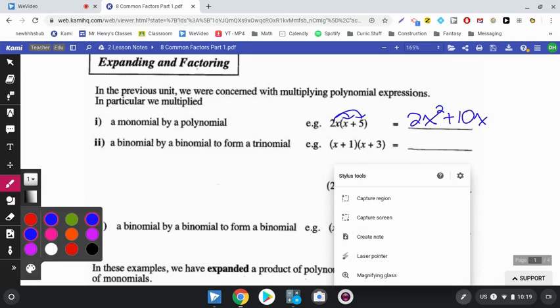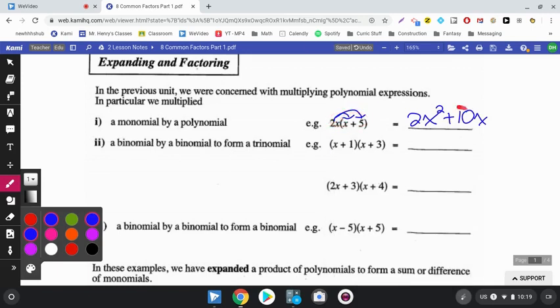Great. So I know that this and this are the exact same thing: 2x times x plus 5 and 2x squared plus 10x. Those are the exact same polynomial. I've just written one a little bit differently.